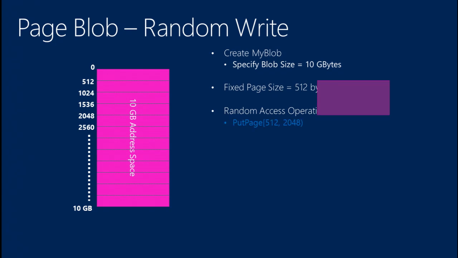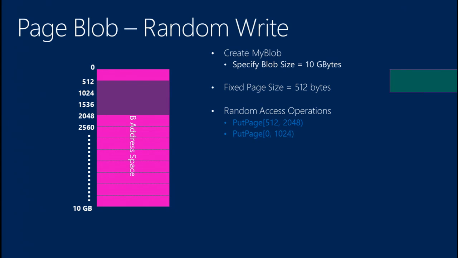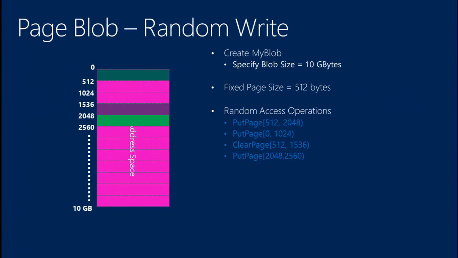So the first thing I did is I wrote pages 512 to 2048. Now I'm going to do a put page for the first kilobyte, and I'm going to do a clear pages, right? And so I didn't actually have to upload any data, but I just said wipe out this data here, zero it out. So I cleared the pages between 512 and 1536, and then I put one more page. Now when I do get page range, I can see that the server is having 0 to 512 and 1536 to 2560.